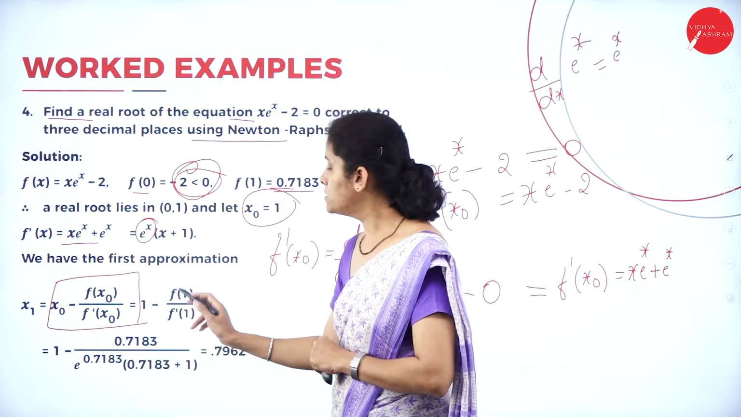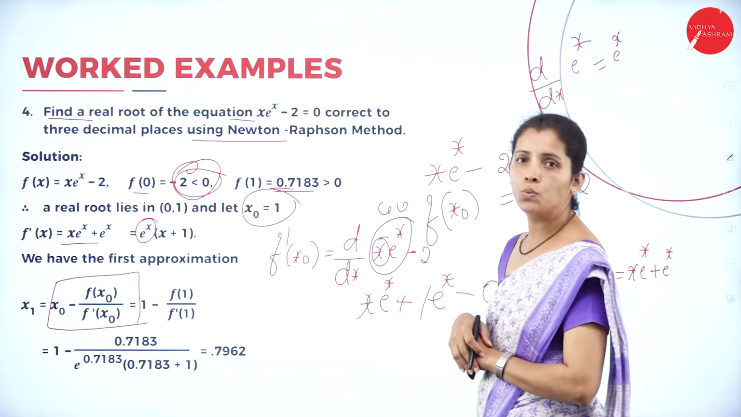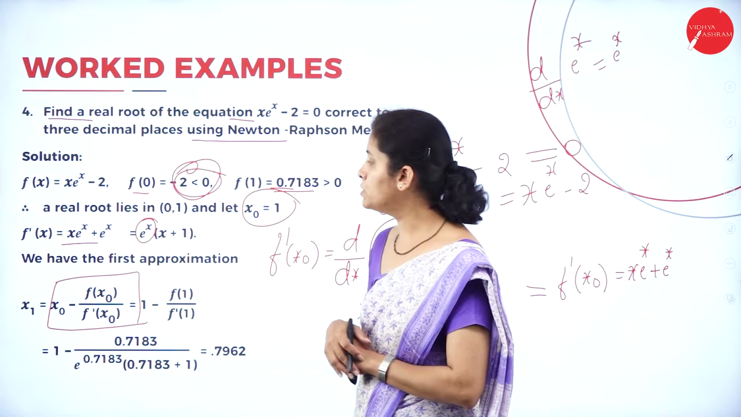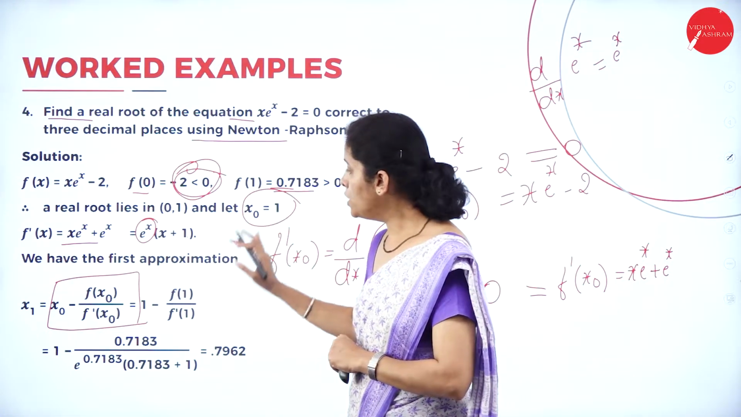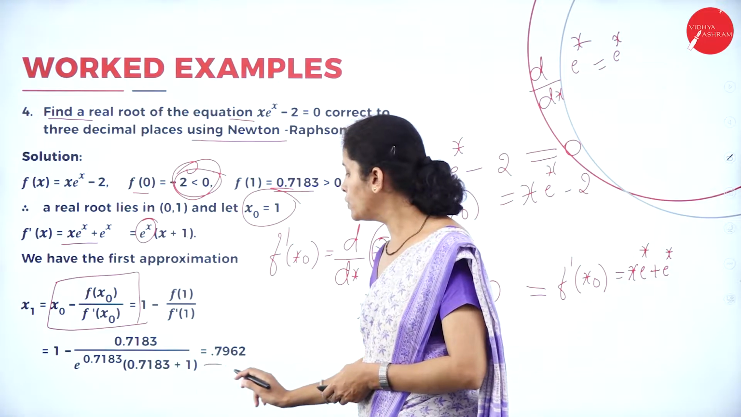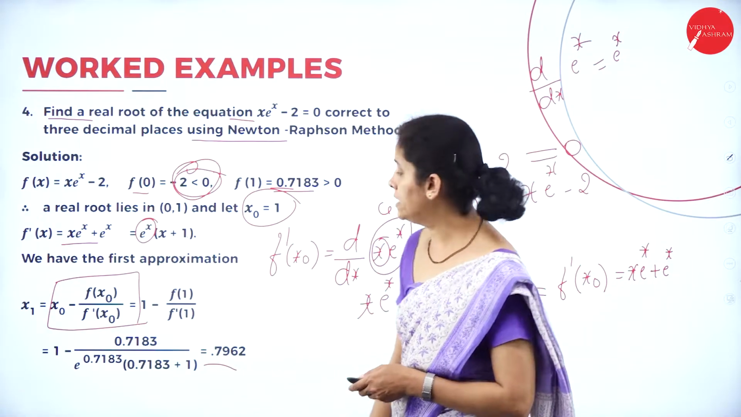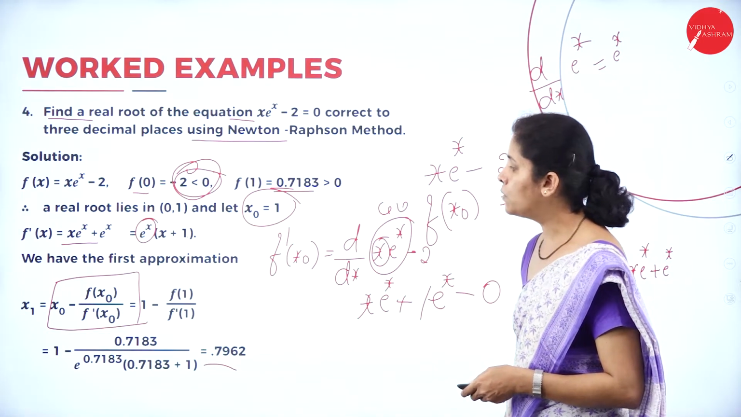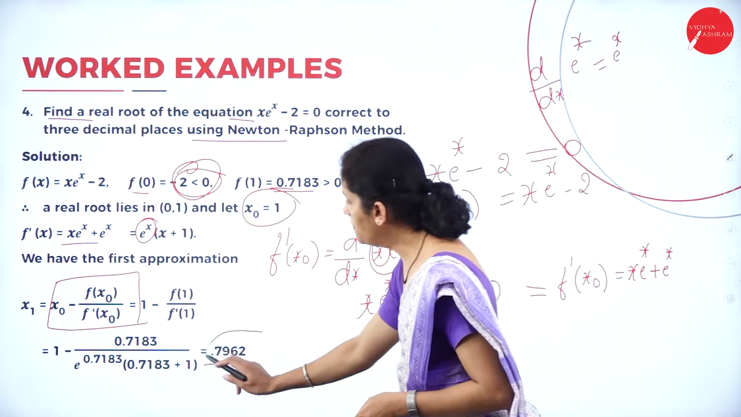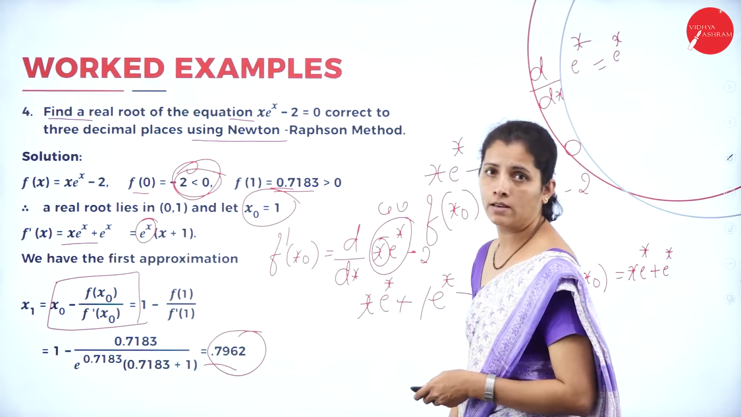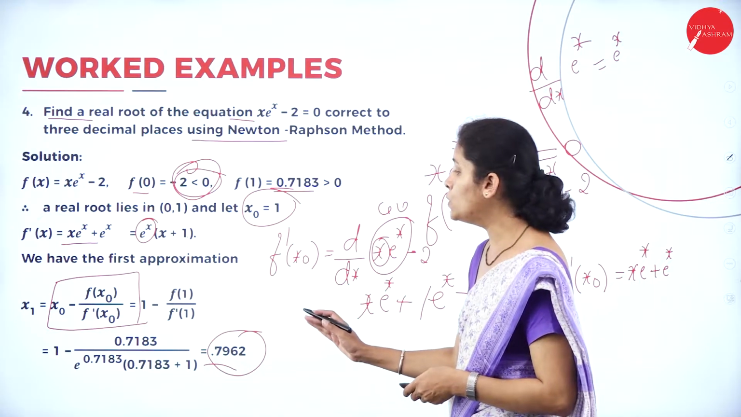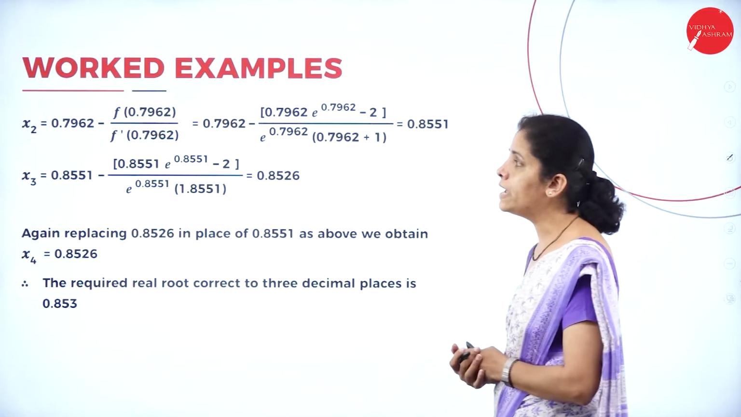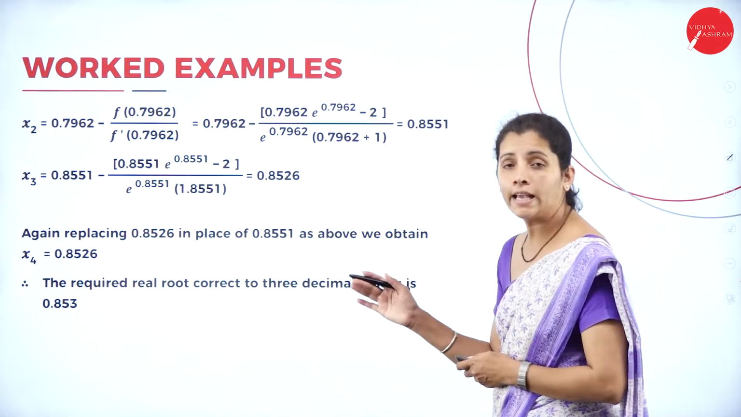And what is my x naught value? It is 1. And when I substitute all these values in my formula, I'm going to get the value 0.7962. Now, this is my x1. So, what do I want to do? Now, I want to find out the f of x1.